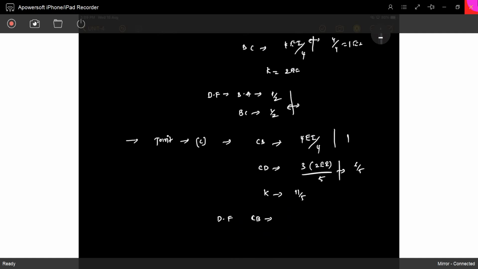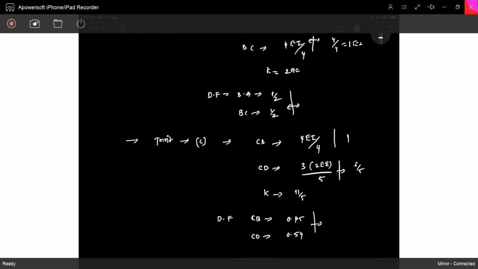Okay. So see this, what is that value? 5 by 11. Some of the textbooks may be wrong. So 5 divided by 11. It's 0.45. Okay. Now distribution factor for CD is 6 by 11. 6 divided by 11. So what is that value? 0.54. So total must be equal to 1.